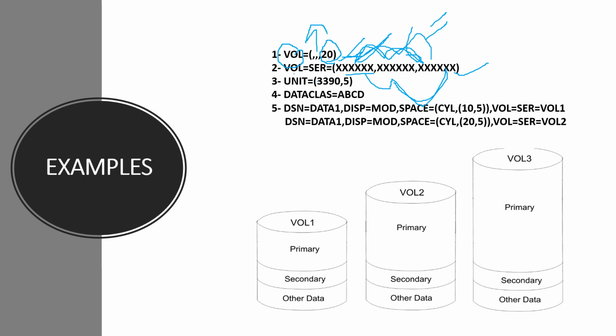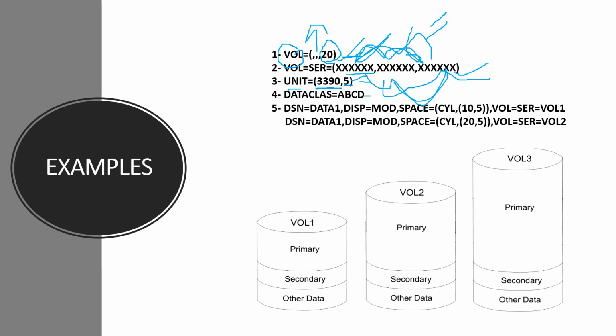Okay, so the unit parameter, as I told you: if you want type 3390, say I want 5 volumes of type 3390, then after the space parameter you say unit equals 3390 comma 5. So it will take 5 volumes of type 3390, which means disk type, to create that data set.